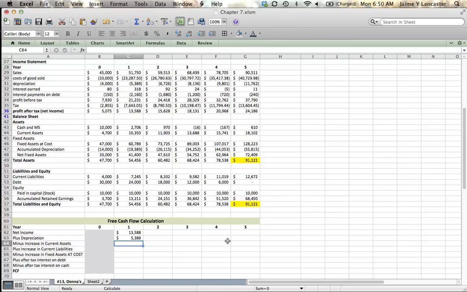So our increase in current assets is represented by this year's current assets minus last year's current assets, but because that's a use of cash, we want that number to be negative. So it is equal to the negative version. If we go up here to current assets, it looks like we've got a $5,000 maybe increase or something like that.